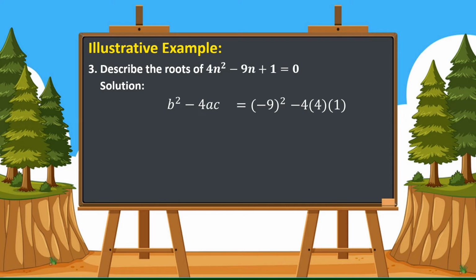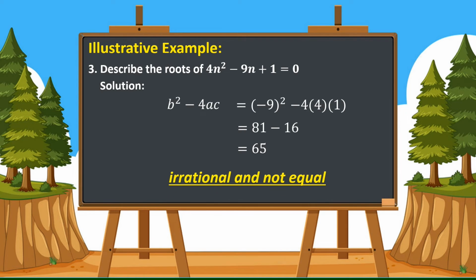We have now negative 9 squared minus 4 times 4 times 1. Then, we are going to simplify. We have now 81 minus 16. And that is equal to 65. The discriminant is 65. 65 is a positive and non-perfect square. Then, the roots are irrational and not equal.